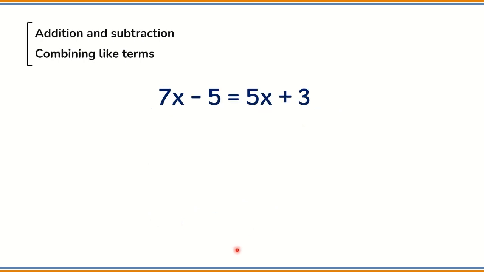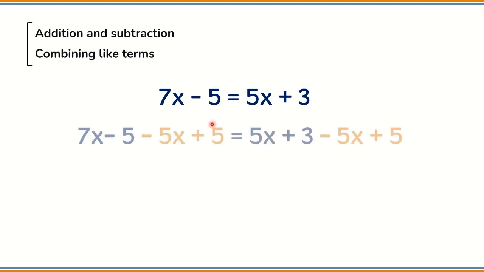Now we are going to apply the 2 techniques, one after the other: addition and subtraction, and combining like terms. In this example, before combining like terms, we need to rearrange the terms so they are on the same side of the equation. I'm going to put all the terms with an x on the left-hand side of the equation and the constants on the right-hand side of the equation.